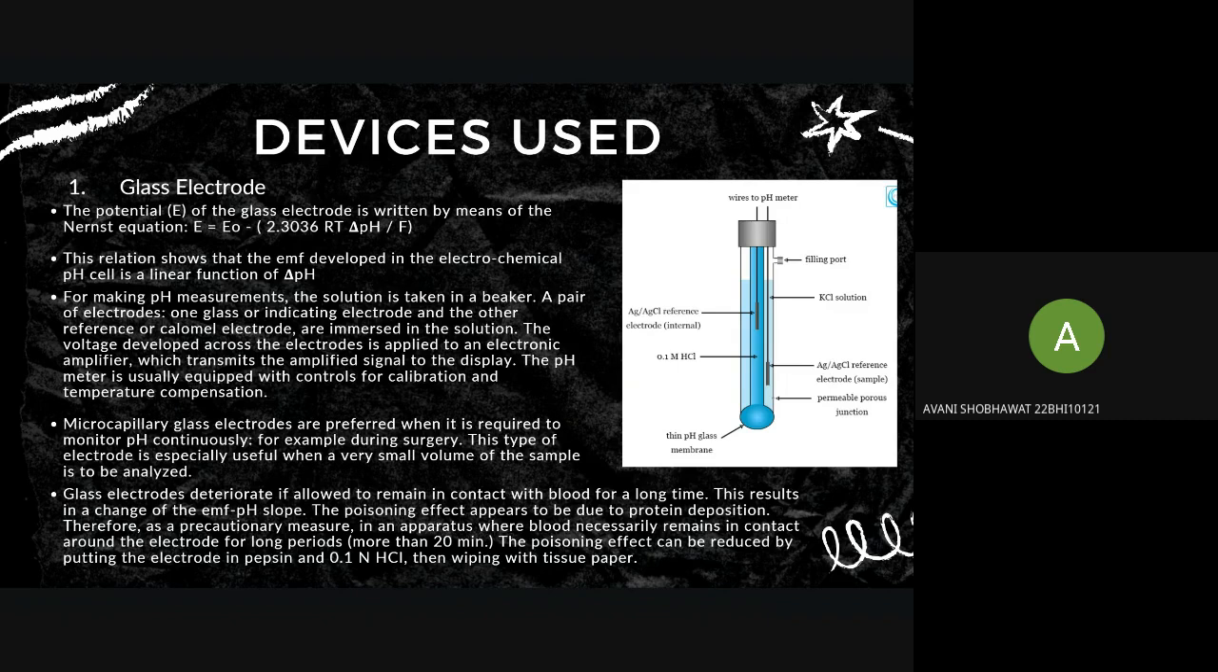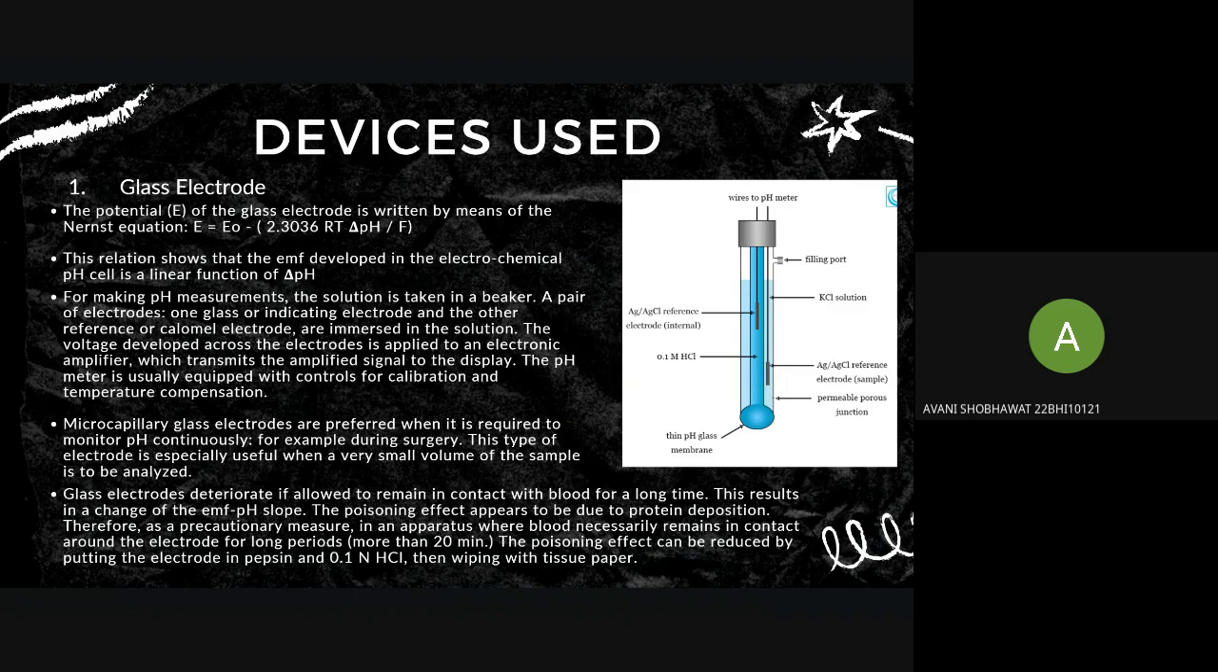For making a pH measurement, we have a setup where a glass electrode and a reference electrode, often a calomel electrode, are immersed in the solution, and the voltage difference between the electrodes is amplified and displayed as a pH value. The pH meters often include calibration and temperature compensation features.